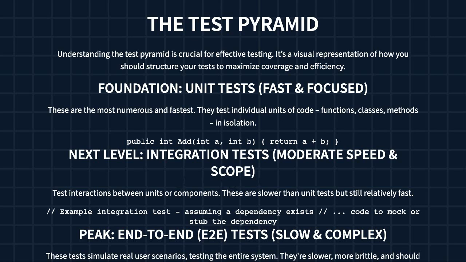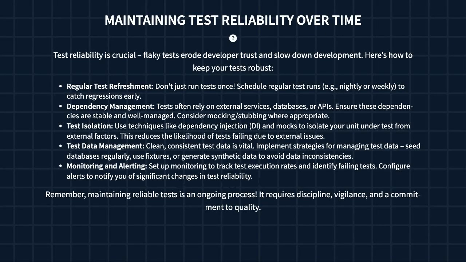Okay, so let's talk about keeping your unit tests actually reliable. It's super important. You don't want tests that randomly fail just because something changed elsewhere. The key is to think proactively. First, schedule regular test runs like a nightly or weekly routine so you can catch problems quickly if they pop up. Then be really mindful of what your tests depend on. If they're using external services, databases, or APIs, make sure those are stable and well managed. You might even want to mock some of these dependencies to isolate the code you're testing. Also, clean test data is a game changer.